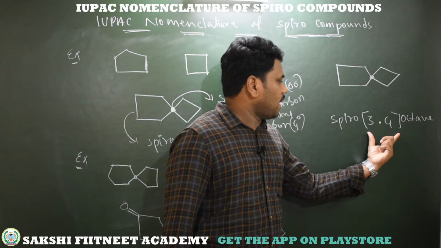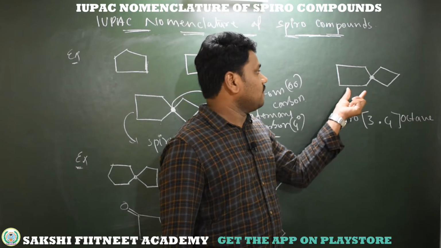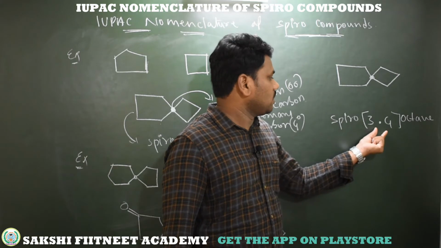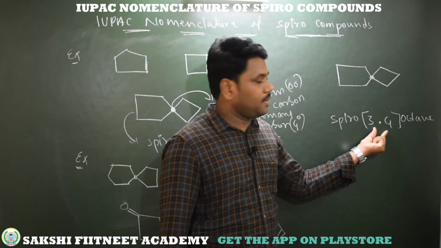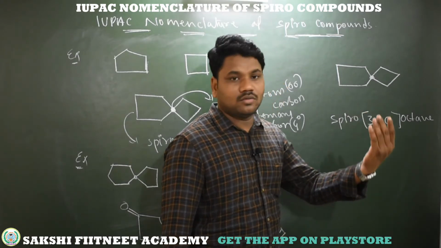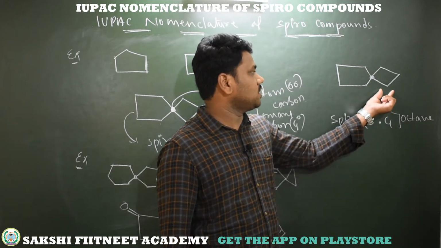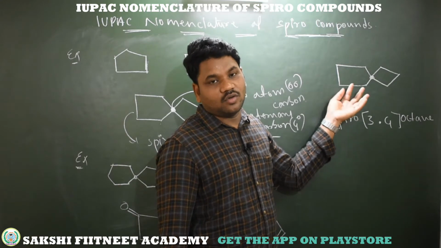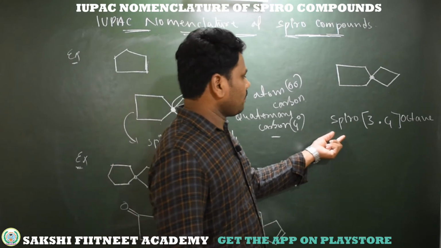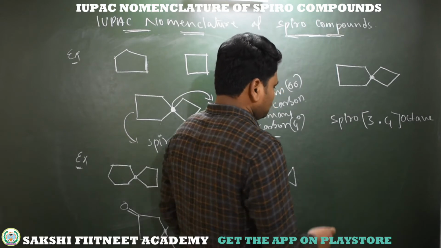Here this bracket gives the information about the number of carbons present in the right side ring and left side ring without the common carbon. We have only 2 cyclic rings, so we are just keeping 2 positions. The numbering should be from small number to high number, that is ascending order, so first take the number of carbons in the small ring, then go to the large ring. So these are the common rules to write the IUPAC nomenclature of a spiro compound. It's spiro[3.4]octane.